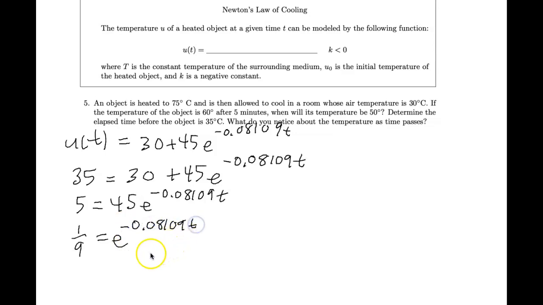0.08109 t. And you're probably getting to this point where you're like, oh my goodness, I got a natural log of both sides, the t comes down. Feel free, when you get to this point, to go to your answer, because it's going to be t equals natural log of 1/9 divided by the k. So just taking my time, I'm going to natural log both sides.